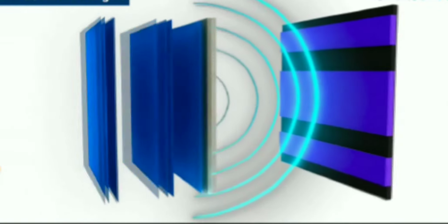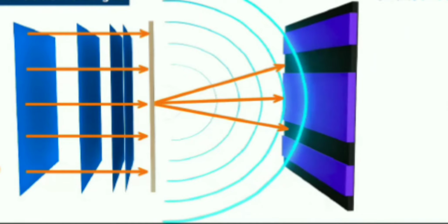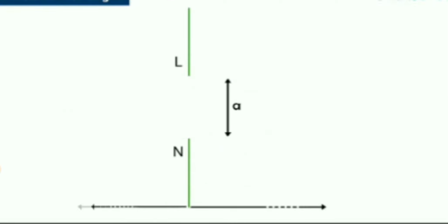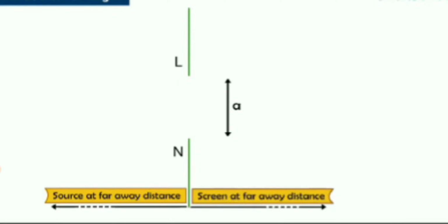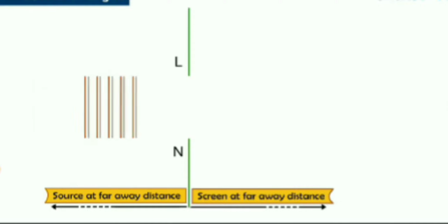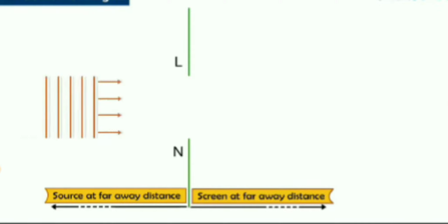Let us now analyze the diffraction pattern mathematically. We represent light as a beam of rays. Let the width of the slit be A. Let the source of monochromatic light and the screen be very far away from the slit. If the source is at a far away distance, we can regard the incident light as plane wave fronts, or alternatively, the incident rays are parallel.